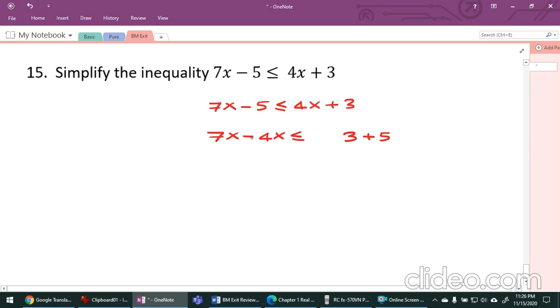So 7 minus 4, 3x less than or equal to 3 plus 5 is 8. So now 3 will come down. X less than or equal to 8 divided by 3.